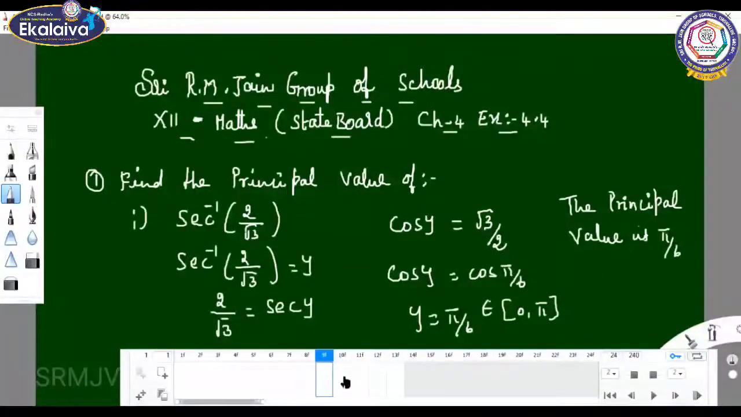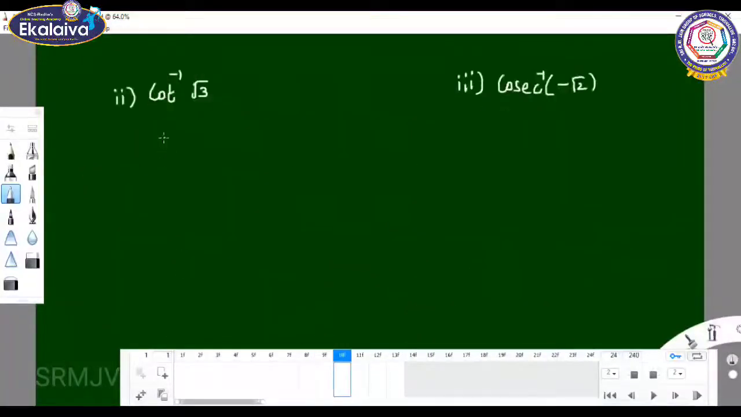Now we move on to the second subdivision, cot inverse of root 3. Let us take cot inverse of root 3 equal to y. Root 3 equal to cot y.